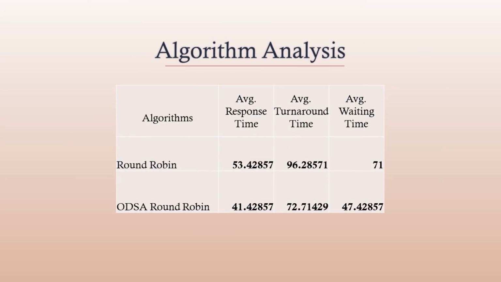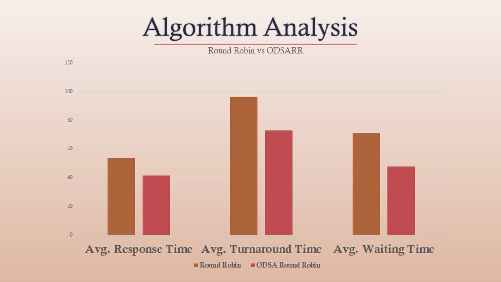The table shows that the modified round robin significantly improved the average response time, turnaround time, and waiting time. Response time was reduced by 12 milliseconds, while turnaround time and waiting time were reduced by around 23.57 milliseconds. For visualization, we have here the graph representation of the previous table.